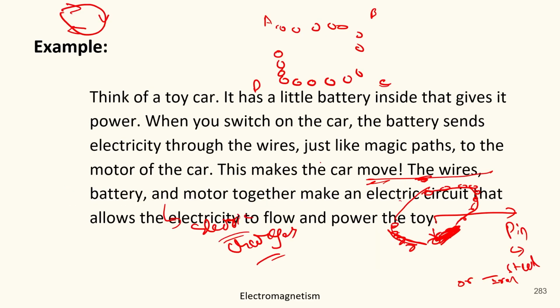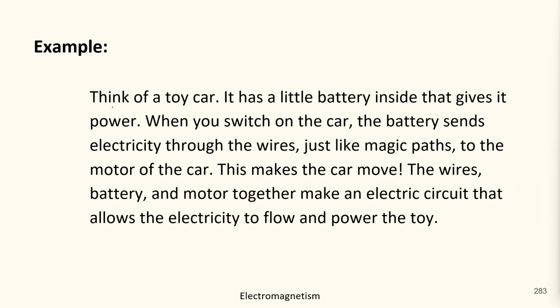Got it? Now in this example, think of a toy car that has a little battery inside that gives it power. When you switch on the car, the battery sends electricity through the wires, just like magic paths, to the motor of the car. This makes the car move. The wires, battery and motor together make an electric circuit that allows the electricity to flow and power the toy. So let's convert this example into action. Okay, so this is our toy car. This is powered by the battery.